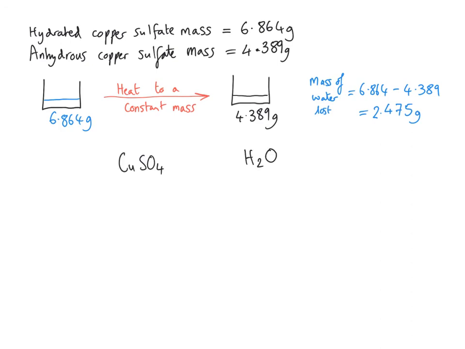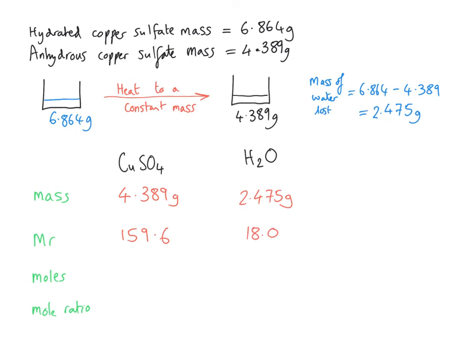So then we know the mass of anhydrous copper sulfate and we know the mass of water that has been lost. And so to find the water of crystallisation, it's exactly like an empirical formula calculation. You treat the copper sulfate as a single entity with a mass of 4.389 grams. Then its Mr is 159.6. The water, again, 2.475 grams with an Mr of 18. And so the final step here is to work out the number of moles. And we get 0.0275 for the copper sulfate and 0.1375 for the water.